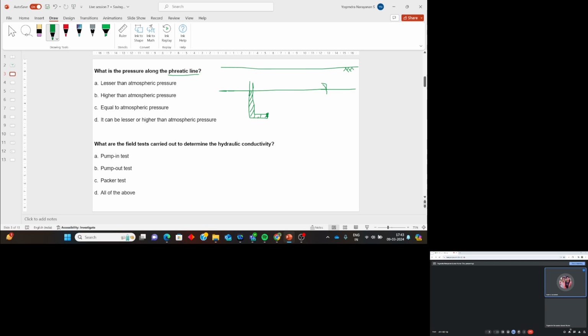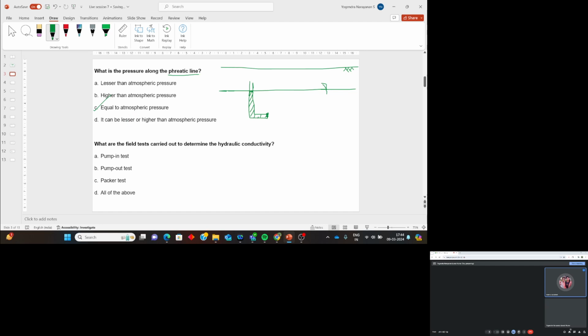It will rise up to the point where atmospheric pressure is acting. So the phreatic line can also be defined as the point up to where water level rises when you keep the piezometer, right? So it marks the atmospheric pressure. Essentially, the definition of phreatic line is the level of water which is always under atmospheric pressure conditions. So the correct option will be C.